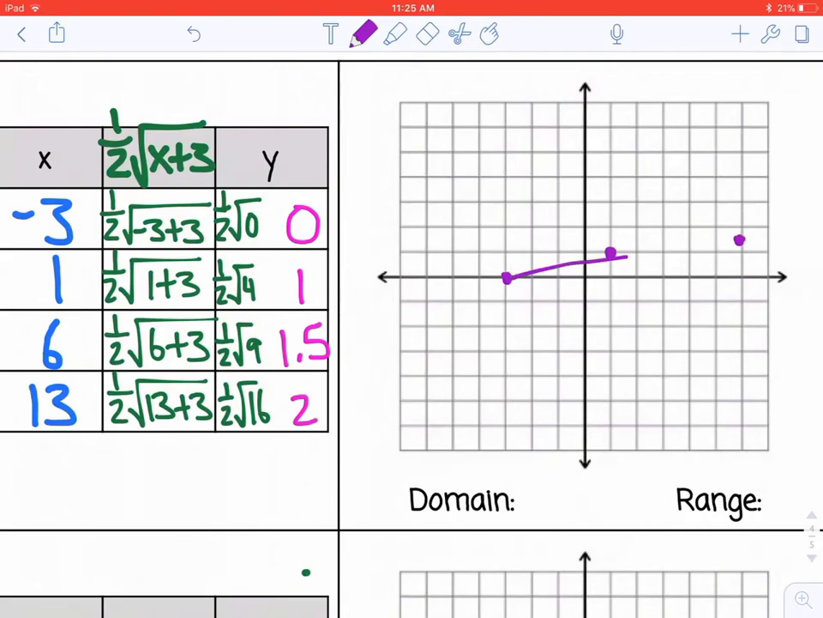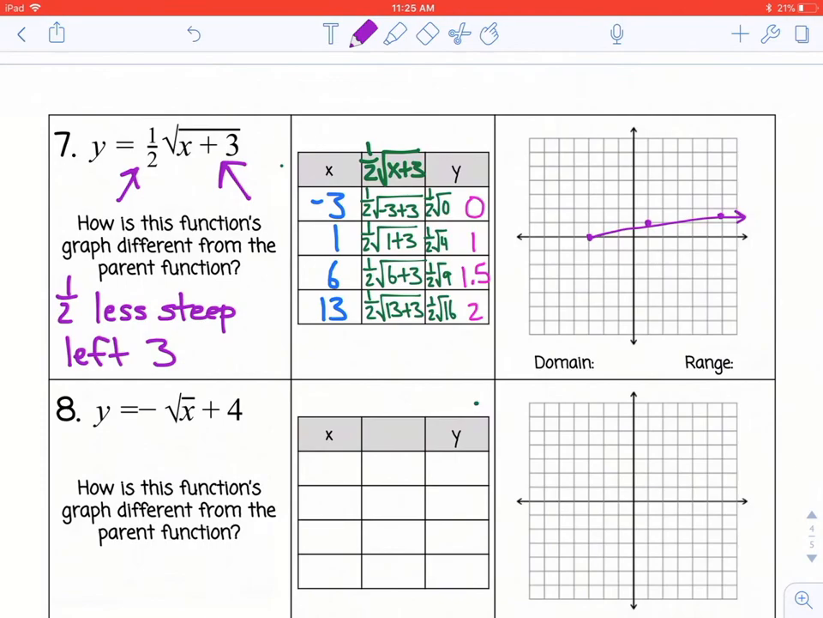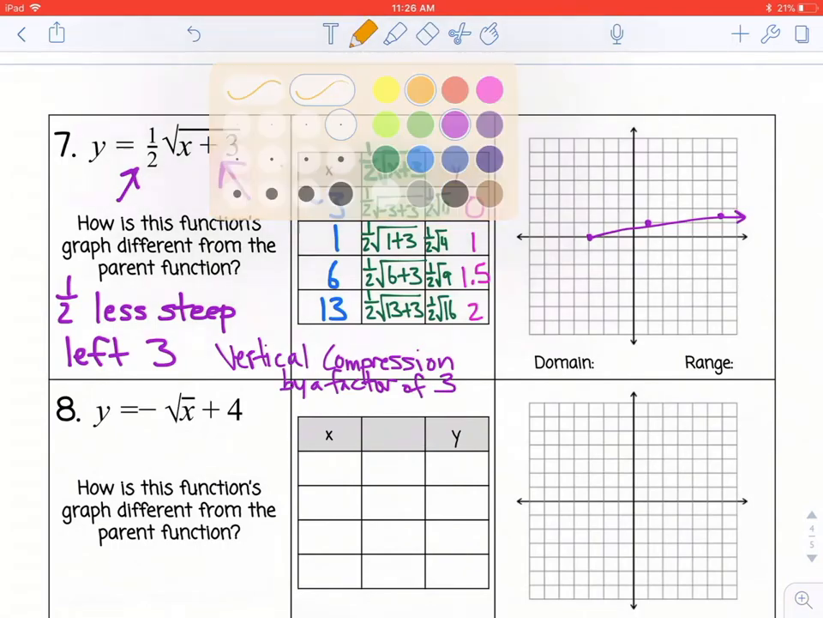Notice that this graph shifted to the left 3 and is less steep. It looks like it kind of got stepped on. So we also call that vertically compressed. It had a vertical compression by a factor of 3. That's a very formal way to say that. It's less steep. And then the domain and the range, let's pick those out.